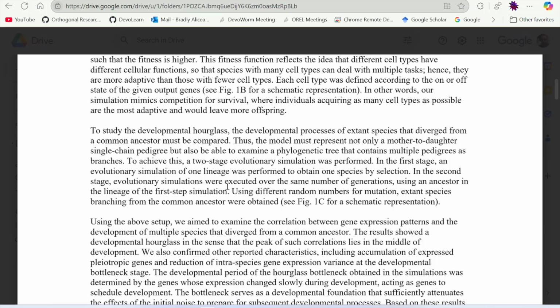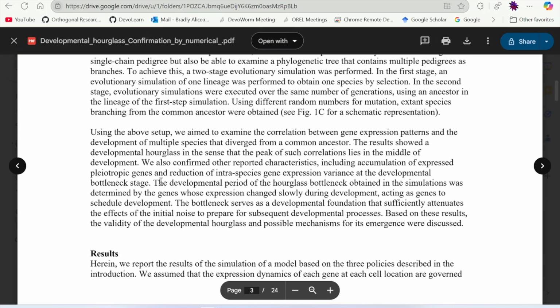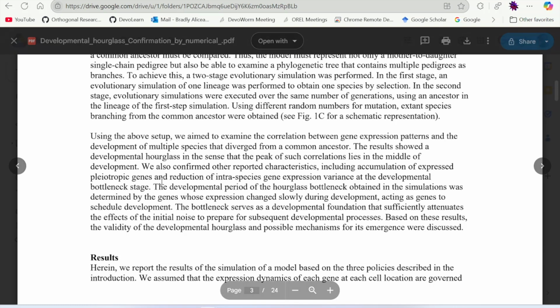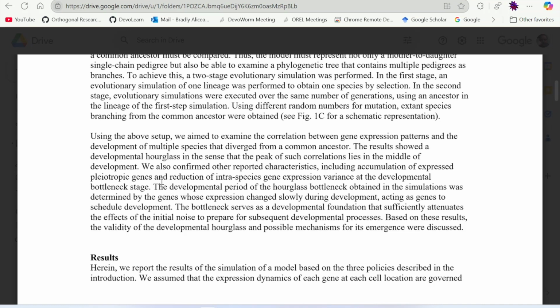In the first stage, simulation of one lineage was performed to obtain one species by selection. In the second stage, evolutionary simulations were executed over the same number of generations using an ancestor in the lineage of the first step simulation. Using different random numbers for mutation, extant species branching from the common ancestor were obtained. And so then using the above setup, we aim to examine the correlation between gene expression patterns and the development of multiple species that diverged from a common ancestor.